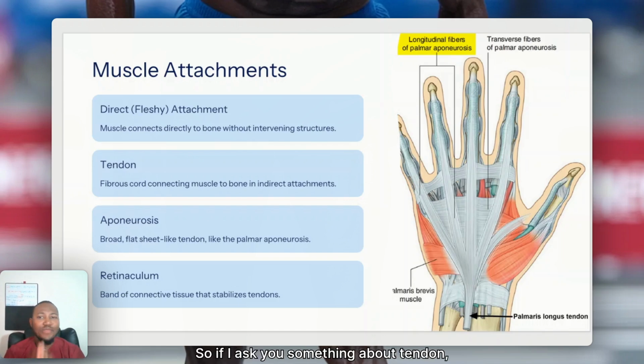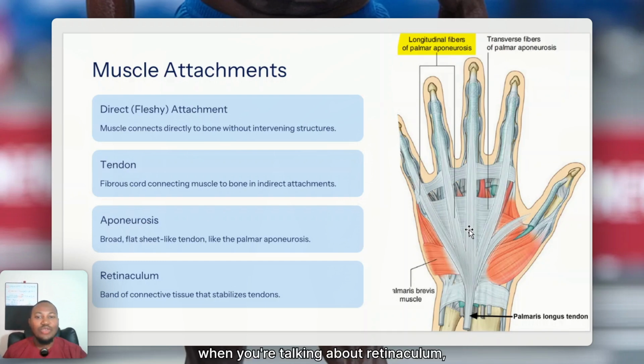So if I ask you something about tendon, you need to tell me that it's an indirect attachment. All right? Now, what is aponeurosis? Aponeurosis, tendons that flap out this way. Like if you look at the diagram, you will see this is palmar aponeurosis. It's actually a tendon. This is the palmaris longus tendon, it comes here and spreads out. So an aponeurosis is a tendon that spreads out.